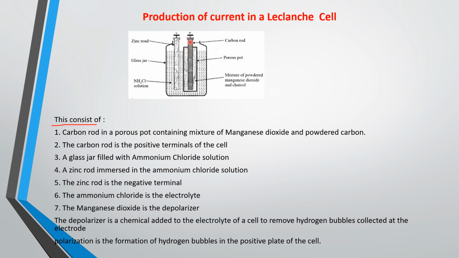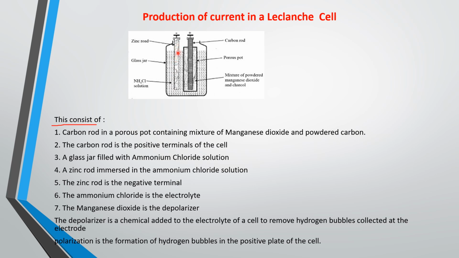Okay, so this is your carbon rod, and what is inside here is a mixture of manganese dioxide and powder of carbon. This carbon rod is the positive terminal, and then you have a glass jar that is filled with ammonium chloride. Okay, so this is the glass jar, and what is here is ammonium chloride. Then you have the zinc rod that is immersed in the ammonium chloride.